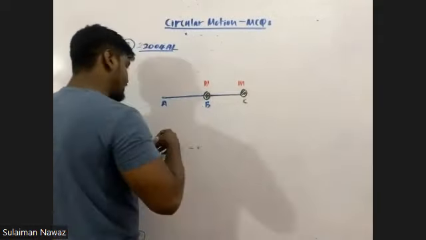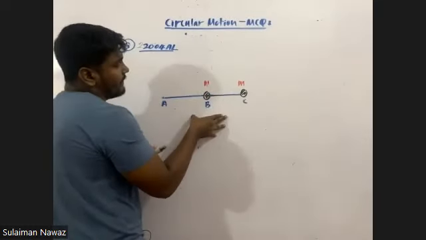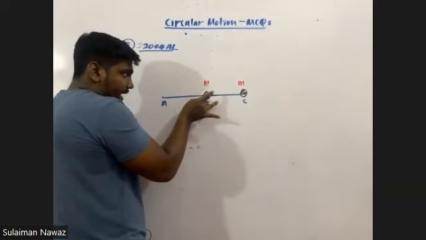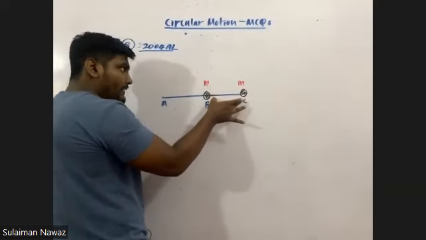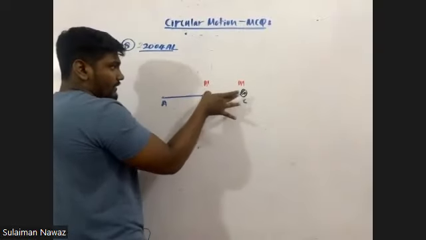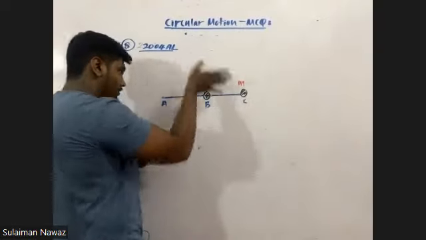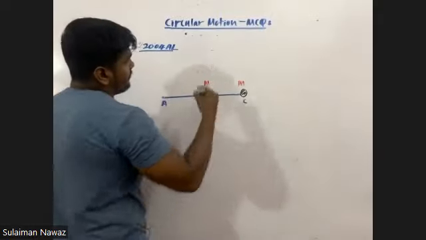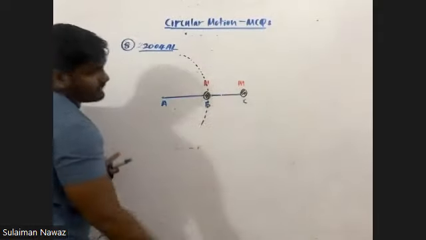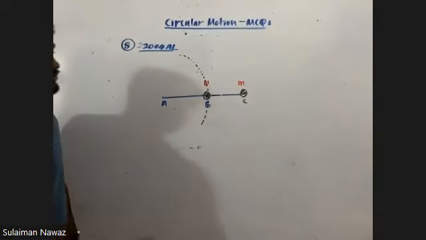Now what happens? Capital B, this simple M mass, and the other mass are moving in two different circular motions. Right? Two different circular motions.